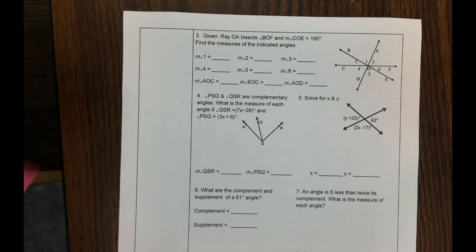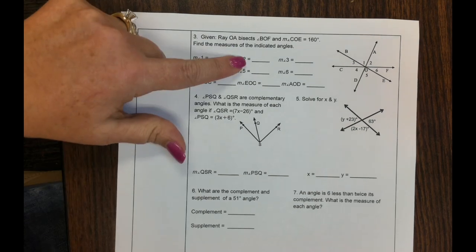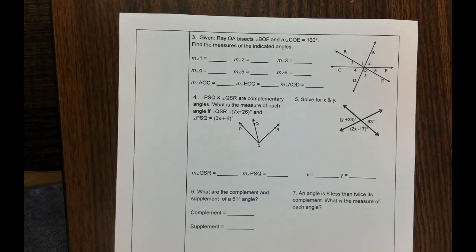Okay, to get some practice with vertical angles and linear pairs, let's look at number 3. Ray OA bisects angle BOF and angle COE is 160 degrees. Find the measures of the angles. Now, you've got a lot of blanks here, and here's one of the things you want to start doing in this class: not start with the first blank and then the second blank and then the third blank. You won't always process a problem that way.